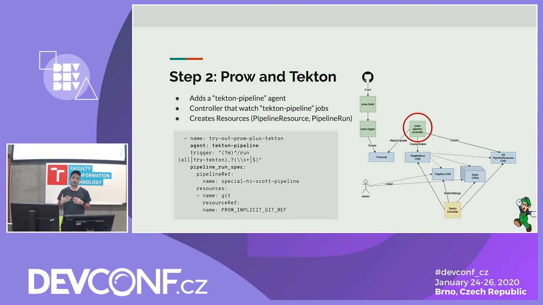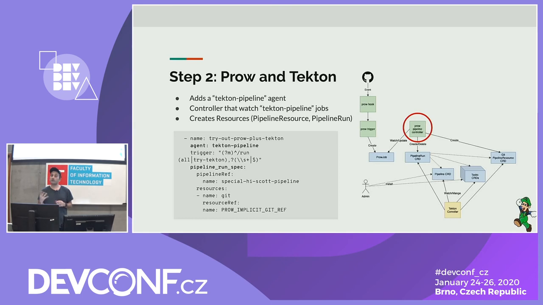So how Prow and Tekton work is that you get a definition from Prow, and you say that the agent is going to be a Tekton pipeline. So we have a small agent that watches for the Prow jobs and generates the pipeline CRDs, the pipeline runs, which start the pipeline, start the task, start the Tekton controller. So that's the integration that we currently have with Prow. It's working, and it's pretty straightforward.